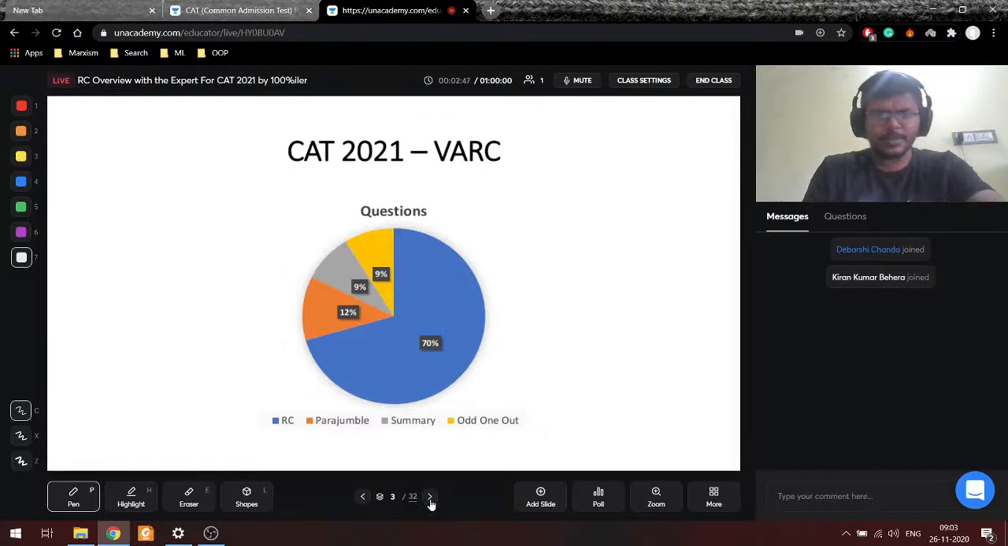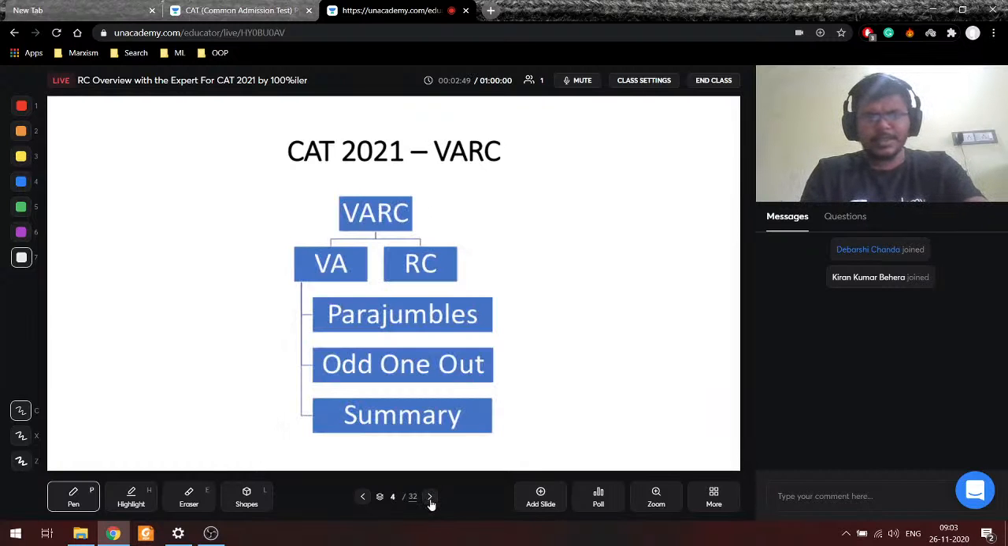So let's go through that. This is the general breakup of the VRC section. There's no need to go through that at large because we will be dealing with RC particularly in this session. Additionally, I would be talking about VA in a session tomorrow. If you want to understand how to approach VA questions, you can attend that.